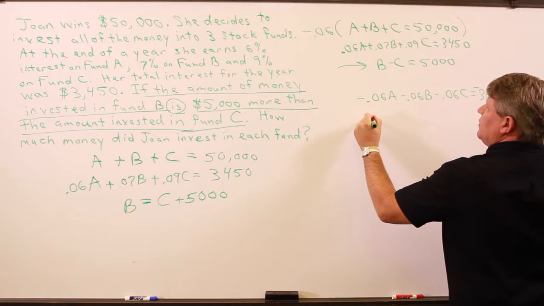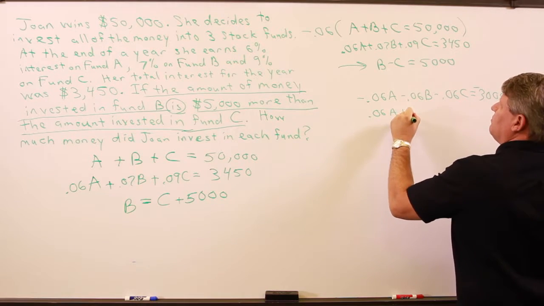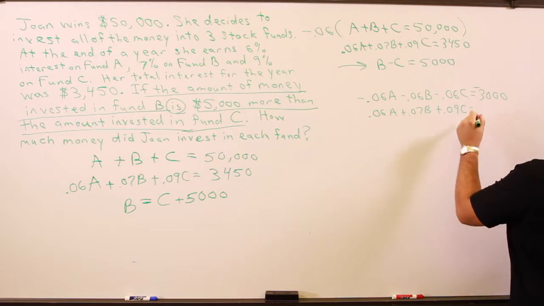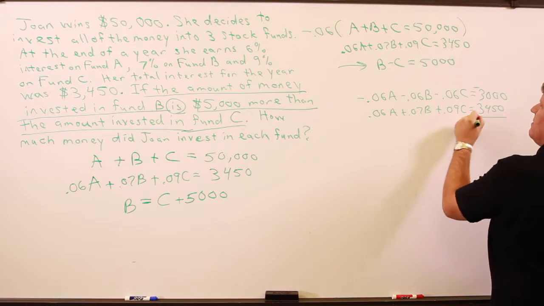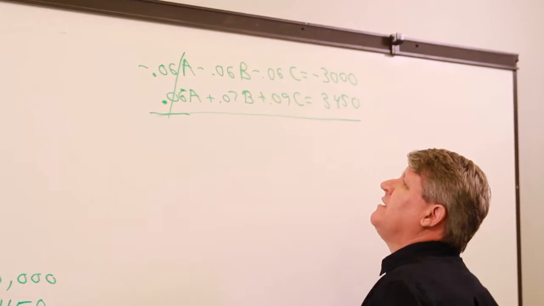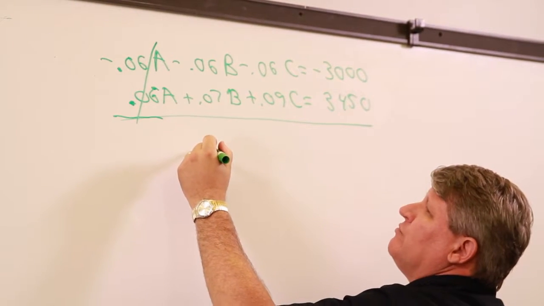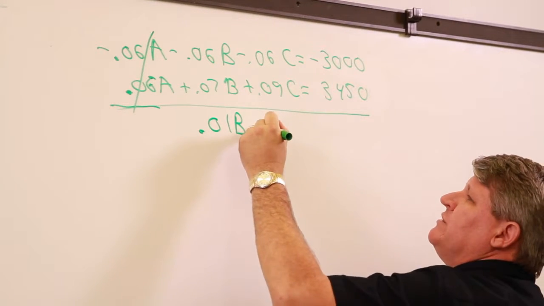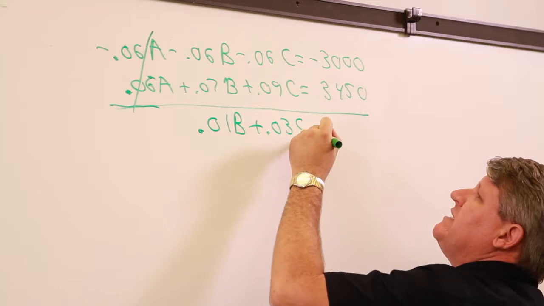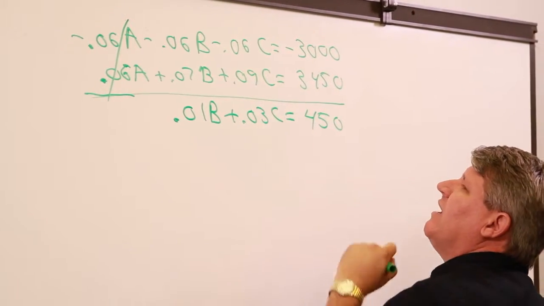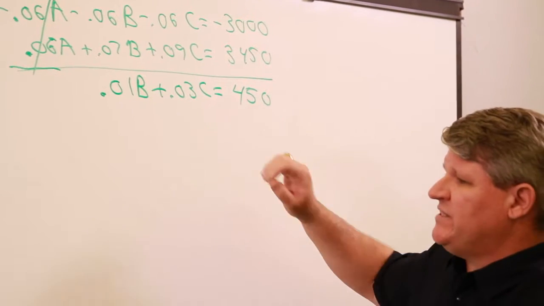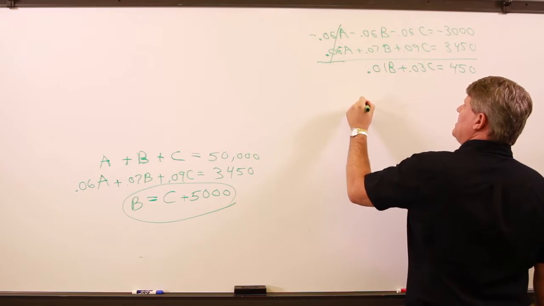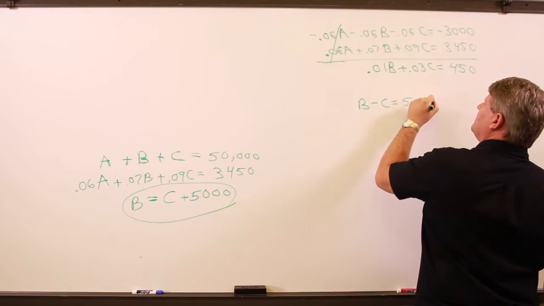When I combine that with my second equation, 0.06a plus 0.07b plus 0.09c equal to 3,450. Again, my A's will cancel. Negative 0.06b plus 0.07b gives me a positive 0.01b. And negative 0.06c plus 0.09c gives me 0.03c. And that is equal to $450. So we have this equation together with our third equation, which said that B minus C is equal to 5,000.